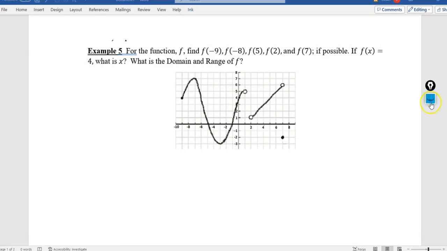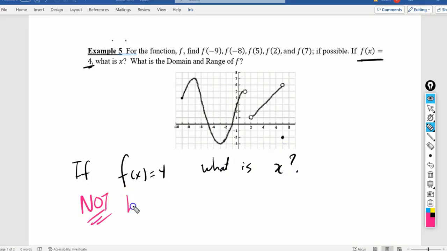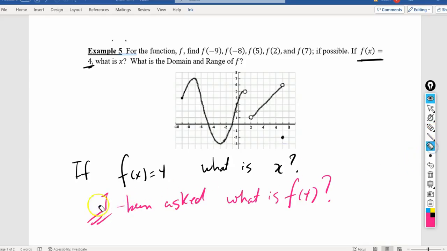Now for this last part of the question, you're told f of x is equal to 4. If f of x is equal to 4, what is x? You have not been asked what is f evaluated at 4. That is not the question. And a lot of students will answer that question. That's not the question you've been asked.